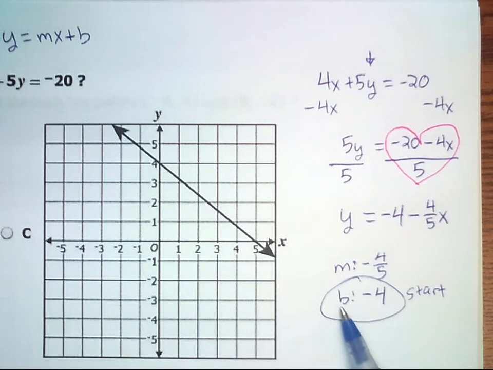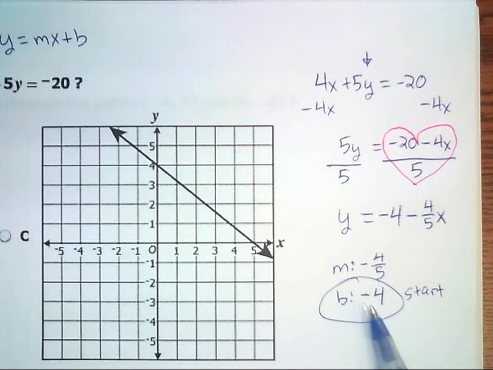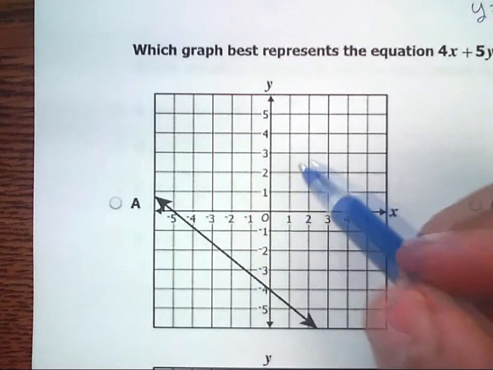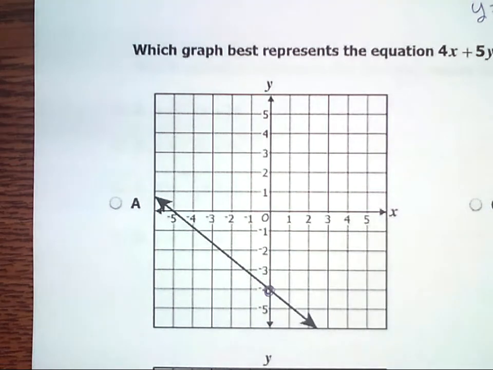So what we're going to do is look at the 4 graphs and see if any of them start at negative 4 on the y-axis. So let's take a look at A. It should start at negative 4. And it does. So A is possible.